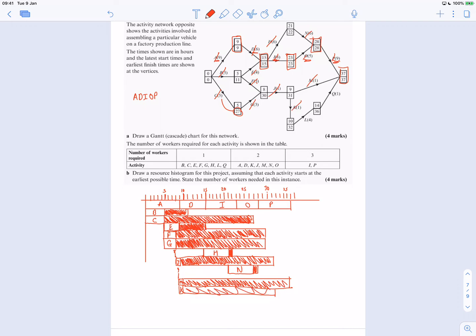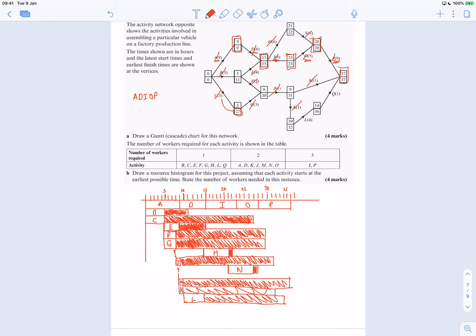Then L starts at 10, which is over here, and that's length 4, so it's going to go up to 14. So that's L, and that can have a slack up to 36. So that's 1 away from the edge. So that's a load of slack here.